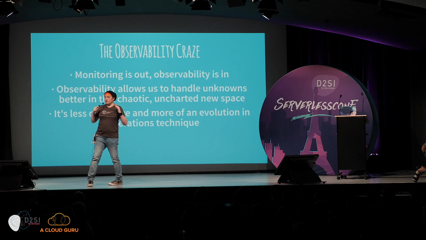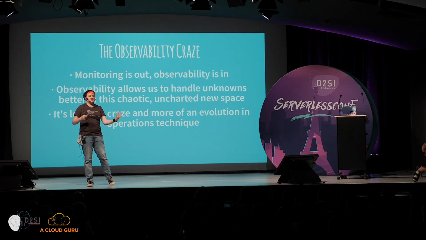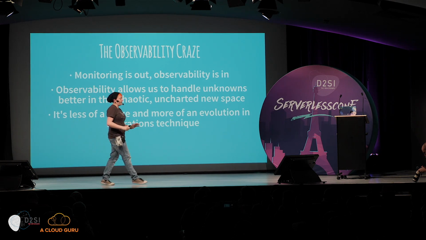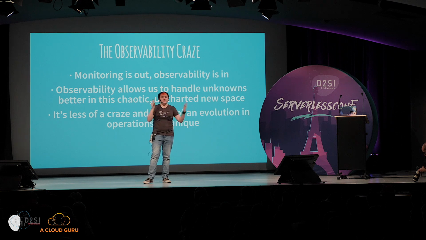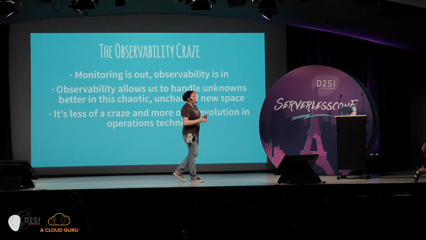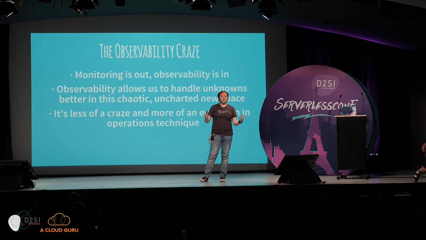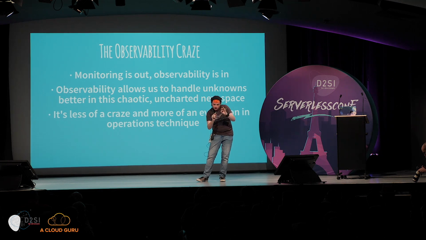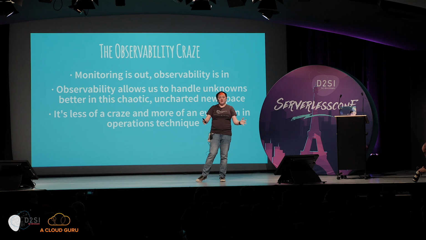And I call it the observability craze, but that kind of puts it in a negative light. It's really just a positive thing. Monitoring is out and observability is in. And observability allows us to handle unknowns because instead of focusing on little tiny metrics that we've already set, we're observing the entire application as it exists.